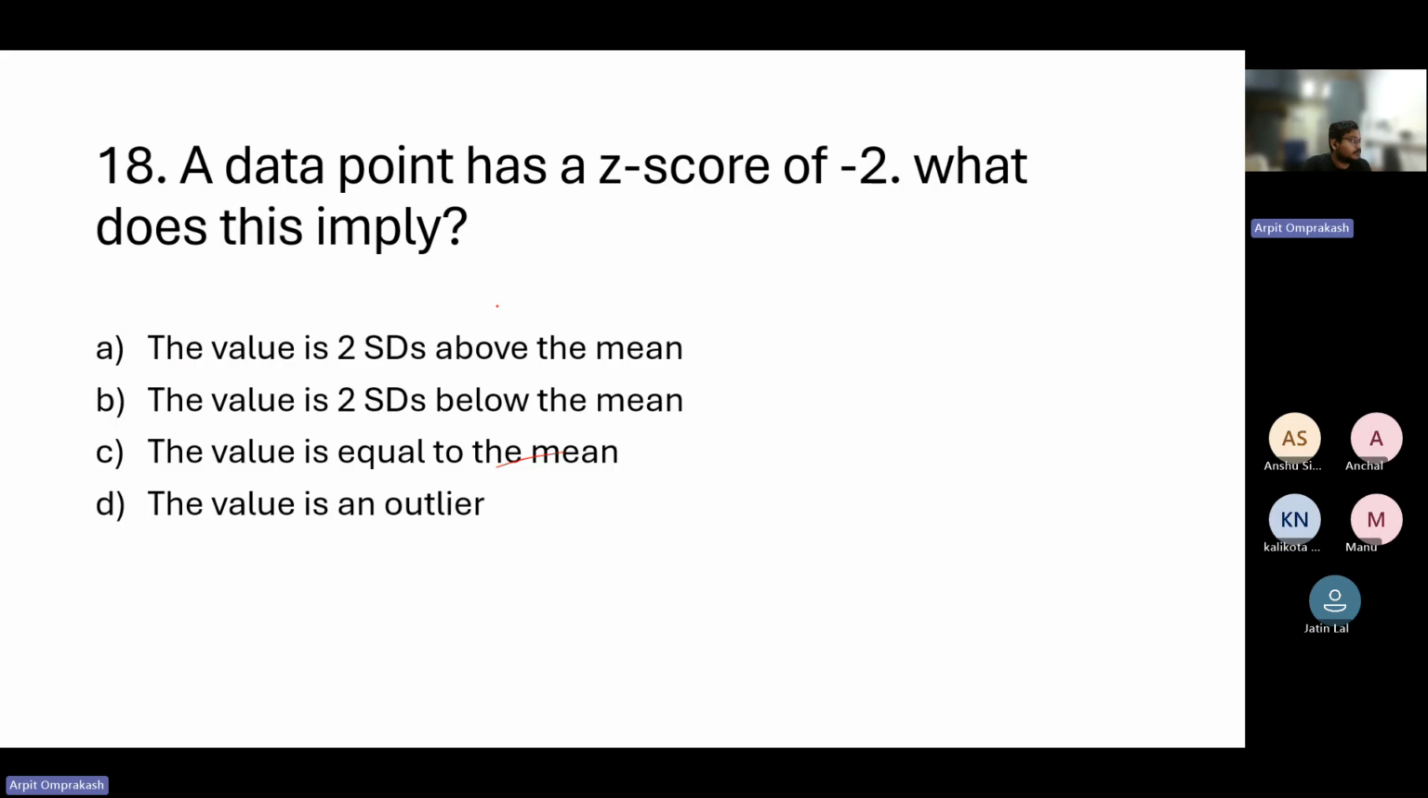So the answer here will be option B. The value is 2 standard deviations below the mean. So that is what a z-score basically means. So if you have a distribution like this, and you have a mean basically, and let's say you have a z-score of -2, which would fall somewhere here. So that means this is 2 standard deviations below the mean. This is the mean, right?